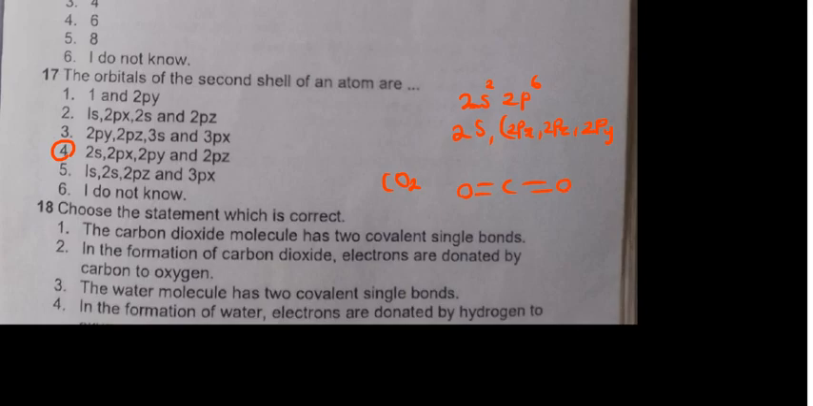So let's go to 2. In the formation of carbon dioxide, electrons are donated by carbon. No, this is not true. They share electrons equally. Then 3, the water molecule has 2 covalent single bonds. So let's draw the structure of water. Water is like this: oxygen, then hydrogen, and another hydrogen. So is this true? Yeah, this is true. So this is the correct answer, 3.